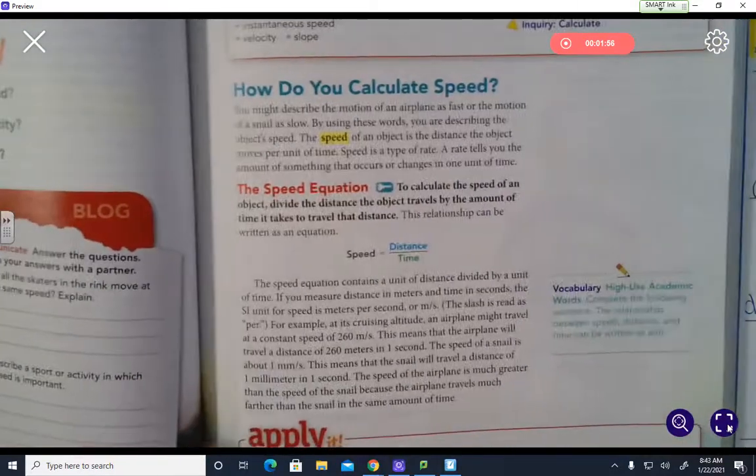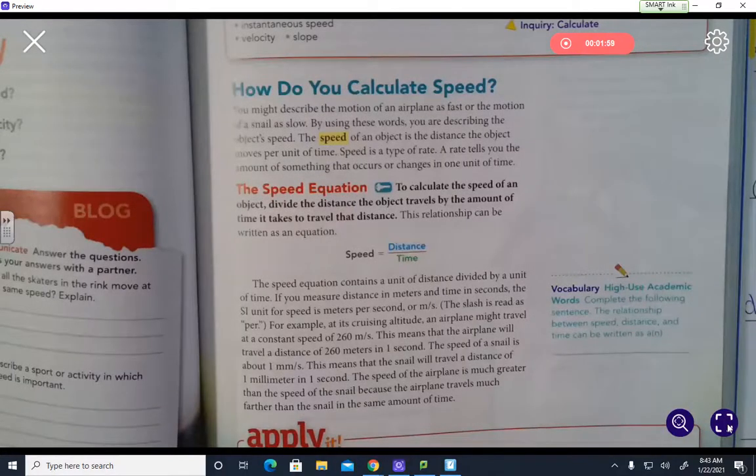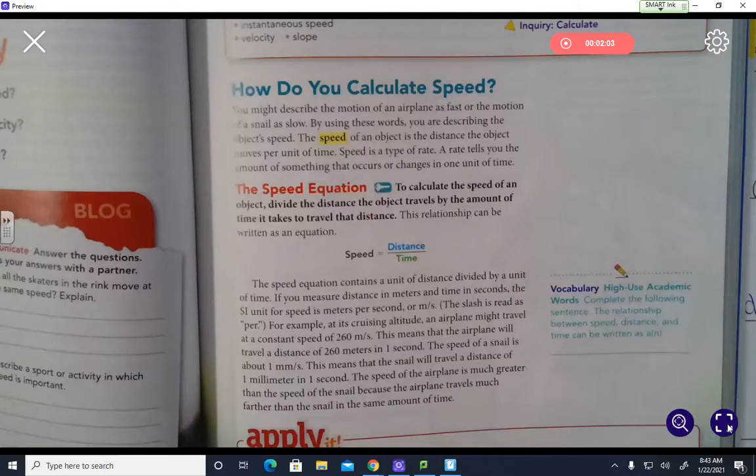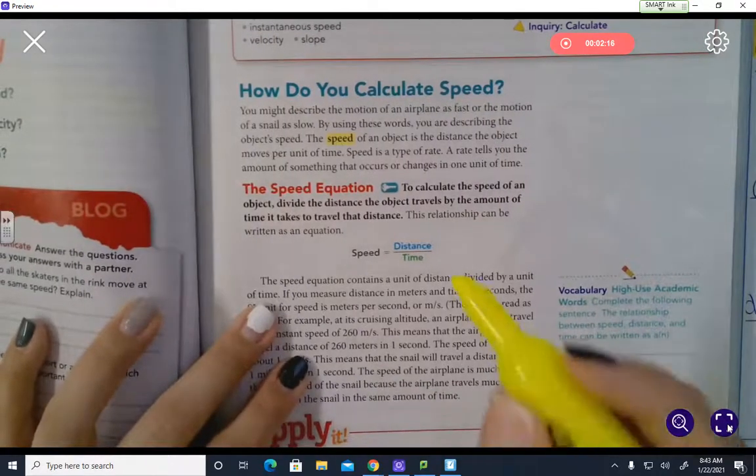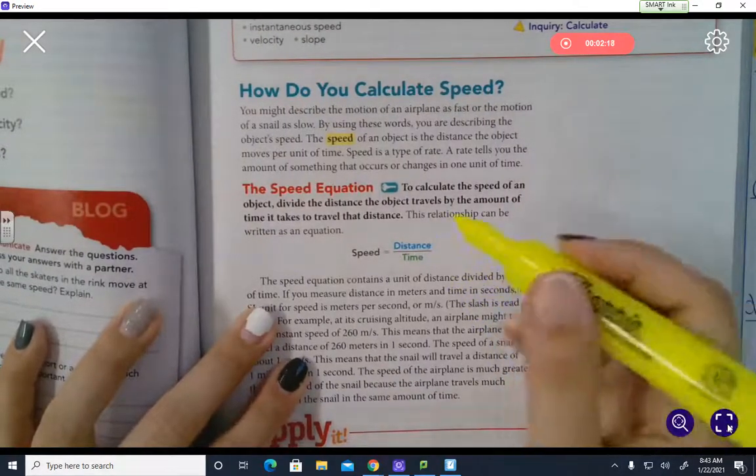So let's talk about how do you calculate speed. You might describe the motion of an airplane as fast or the motion of a snail as slow. By using these words, you are describing the object's speed. The speed of an object is the distance the object moves per unit of time. Speed is a type of rate.